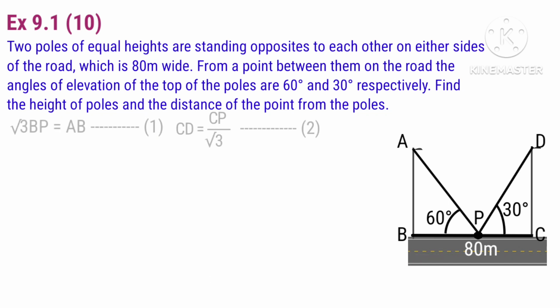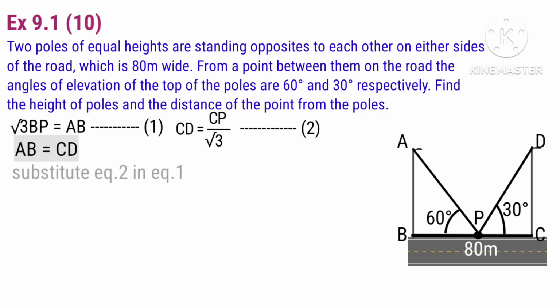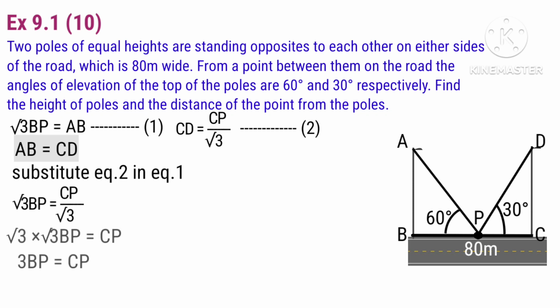So it is given that both poles are in equal height. So AB is equal to CD. So I'm substituting equation number 2 in equation number 1. So I'll get square root of 3 BP is equal to CP divided by square root of 3. So that is square root of 3 into square root of 3 BP is equal to CP. So that is square root of 3 into square root of 3 is 3. So I'll get 3 BP is equal to CP.